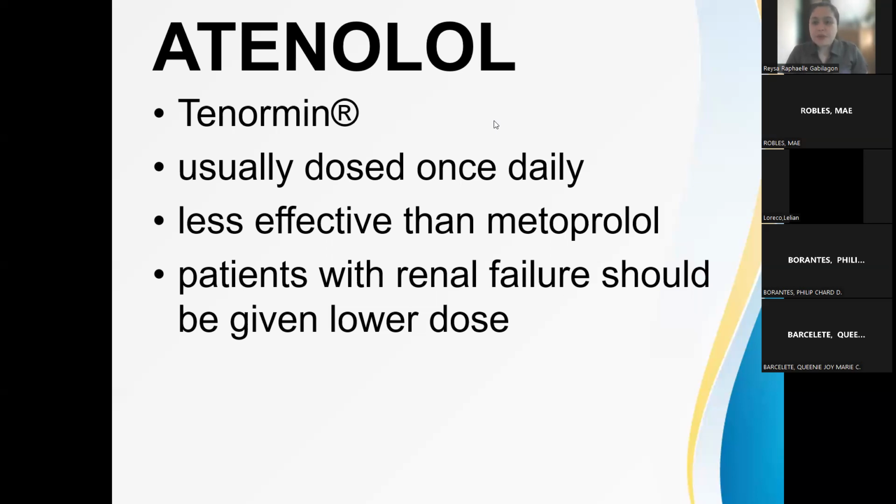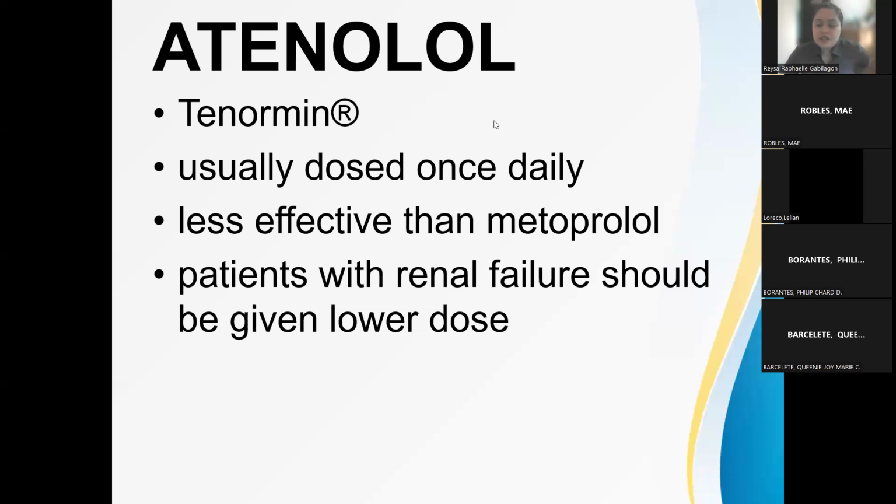Pero pag sinabing prototype drug, yan yung first na na-discover for a pharmacologic class ng drugs. Example, beta blocker. Ang pinakaunang beta blocker na na-discover is si propranolol. Yun yung ibig sabihin ng prototype. Pinakaunang drug na na-discover under that class. Okay? Or kung example, loop diuretics. Ang pinakaunang na-discover na loop diuretic is the furosemide. So siya yung prototype. Okay?